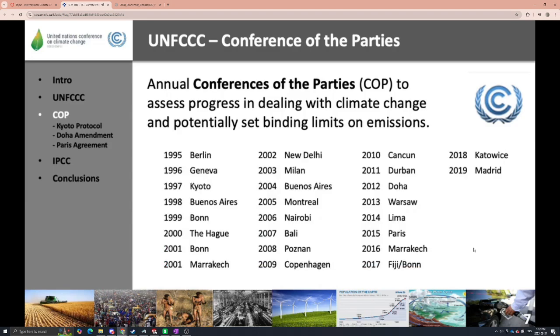What I want to do next is highlight some of the key milestone conferences and provide a necessary background for understanding where we are today with respect to this whole global fight against climate change. The first of the landmark conferences was COP3 in Kyoto, where the Kyoto Protocol was negotiated in 1997.